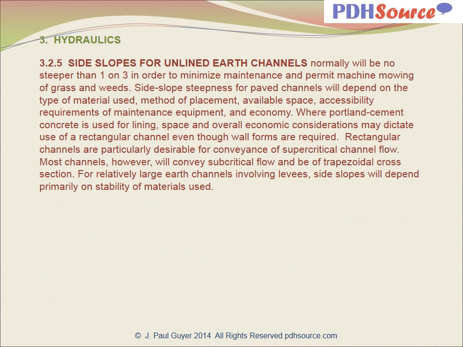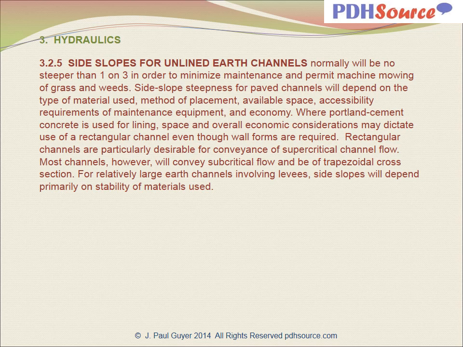Side slopes for unlined earth channels normally will be no steeper than 1:3 in order to minimize maintenance and permit machine mowing of grass and weeds. Side slope steepness for paved channels will depend on the type of material used, the method of placement, available space, accessibility requirements of maintenance equipment, and economy.